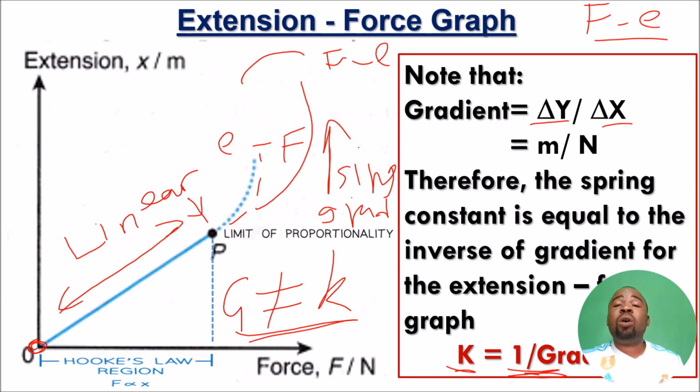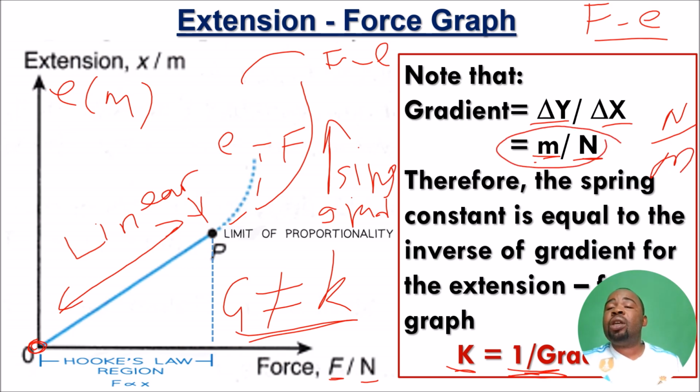What do we have on the y-axis? We have meters, because it's extension, which is measured in meters. What do you have on the x-axis? We have newtons, because it's a force that is measured in newtons. Now, a meter per newton is the inverse of a newton per meter. So if this is the inverse of this, we can safely say the spring constant is the inverse of the gradient.